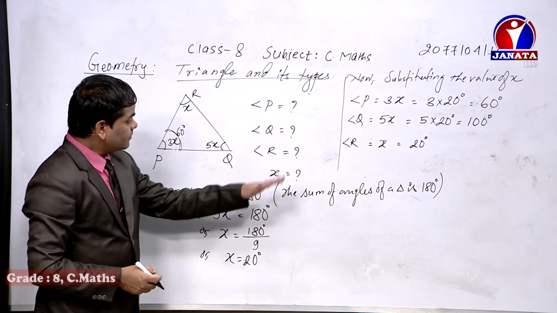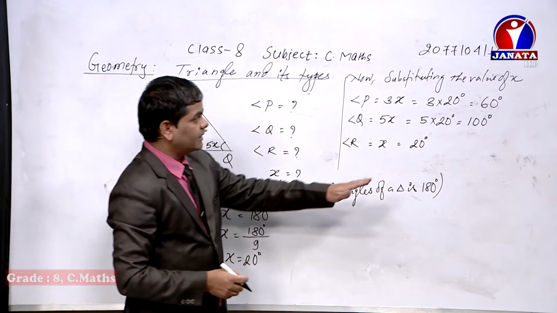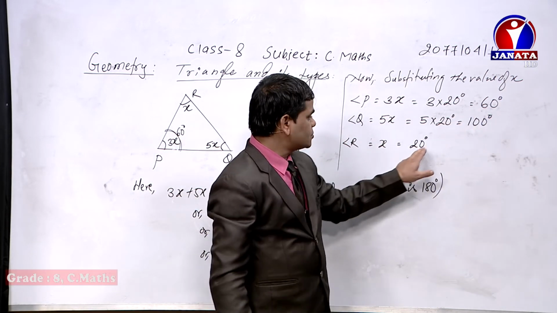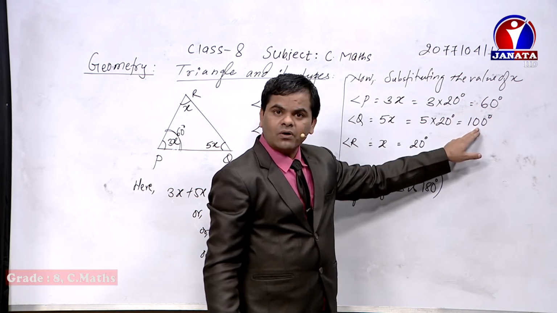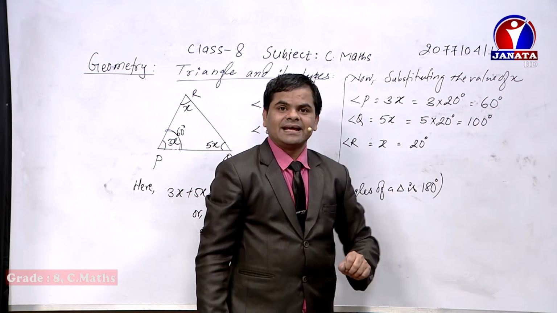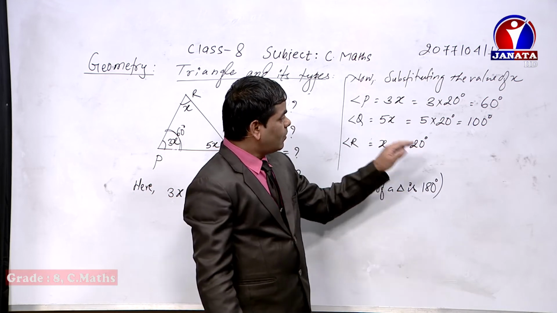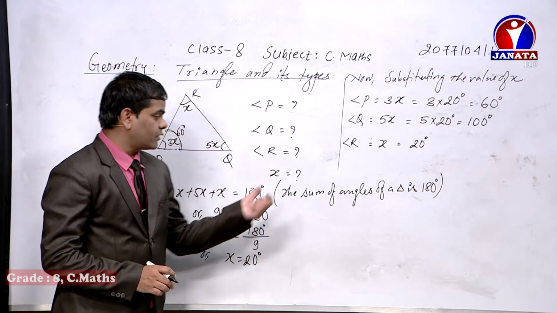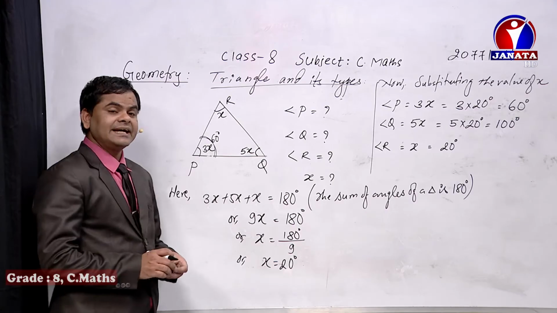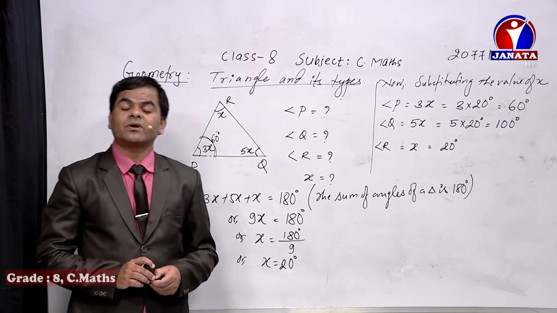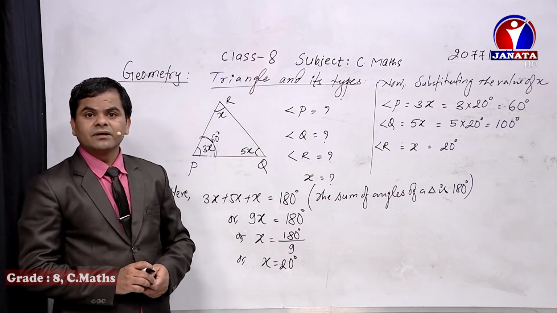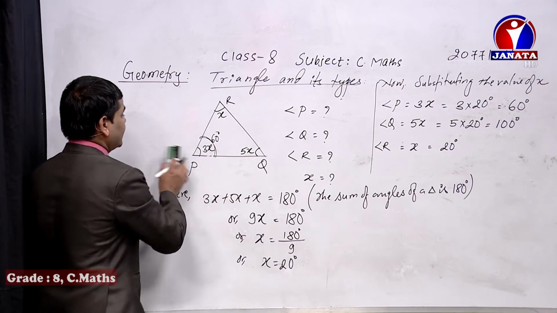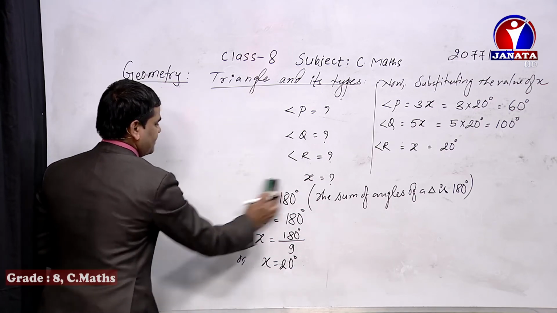After doing all these things, look here, dear students: 60 plus 100 degrees plus 20 degrees. 60 plus 100 is 160, plus 20 degrees, altogether 180 degrees. Therefore, the sum of angles of a triangle here is also 180 degrees. Everywhere, whether the triangle is smaller or bigger, it doesn't matter, the sum becomes 180 degrees. Similarly, let's take another example.